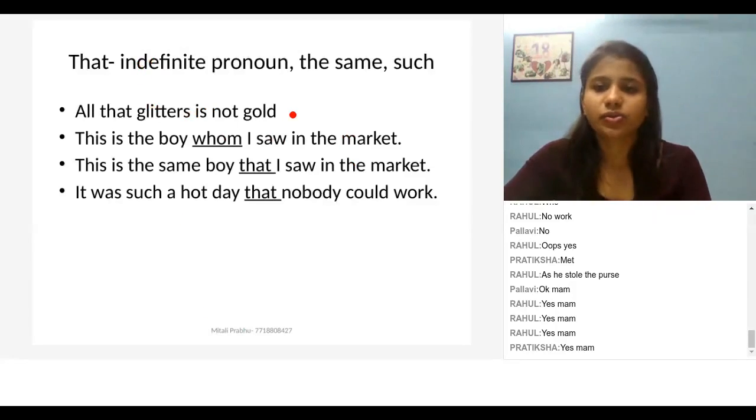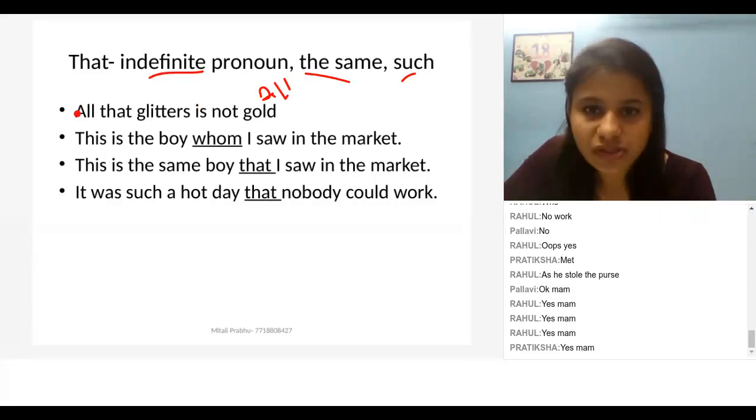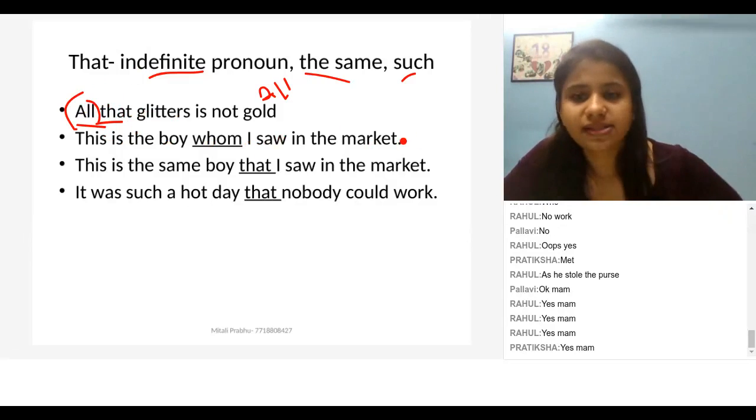Okay, again, that is used with the words the same and such. And also all that glitters, indefinite pronouns, which is, all that glitters is not gold. Okay, all can be anything here. So all that glitters, we'll have a that. All which glitters is incorrect. This is the boy whom I saw in the market. Okay, but this is correct.